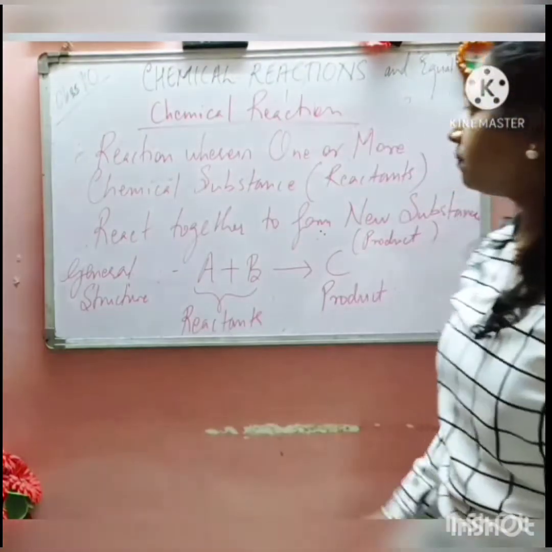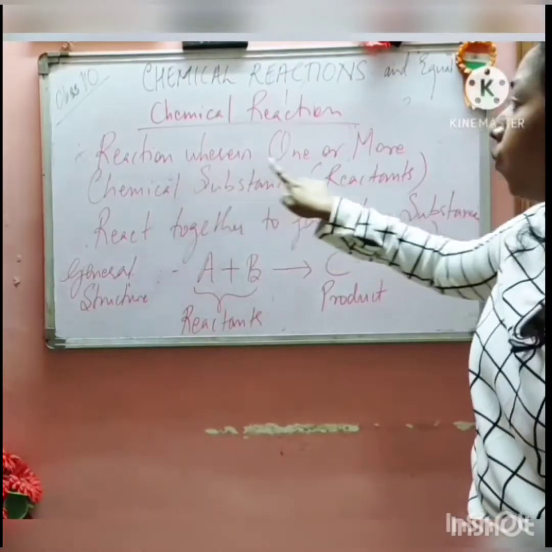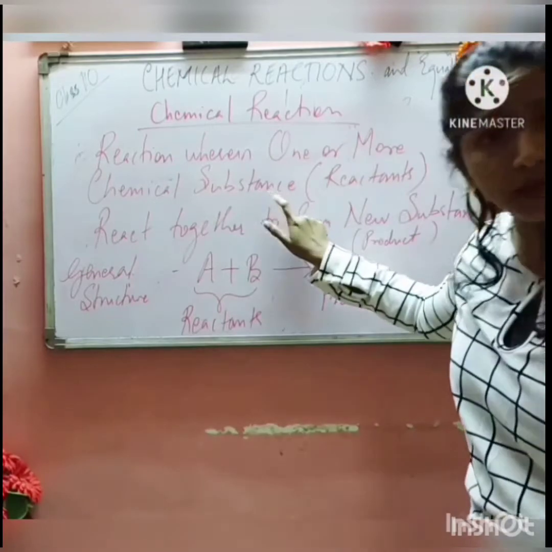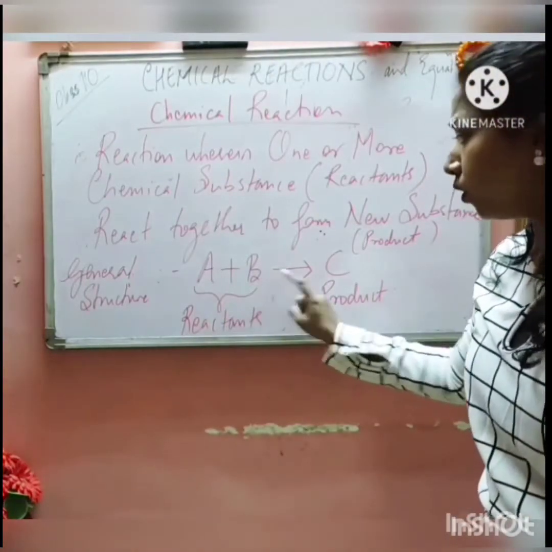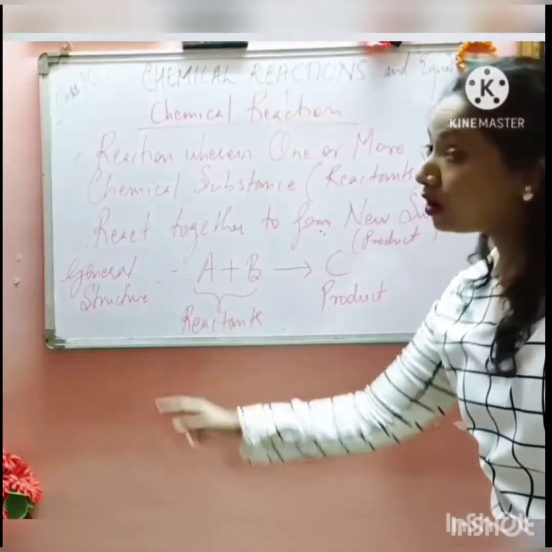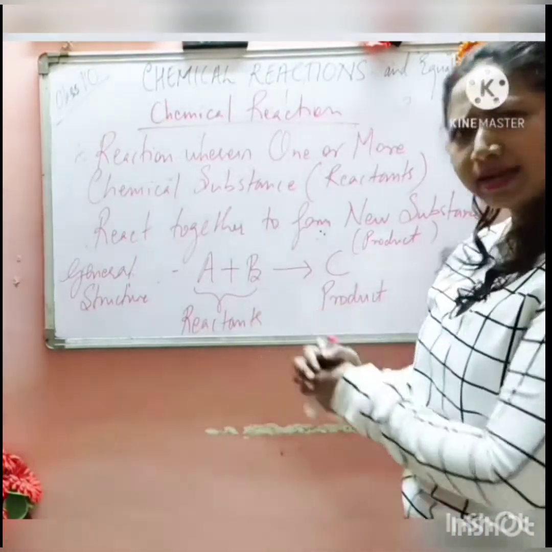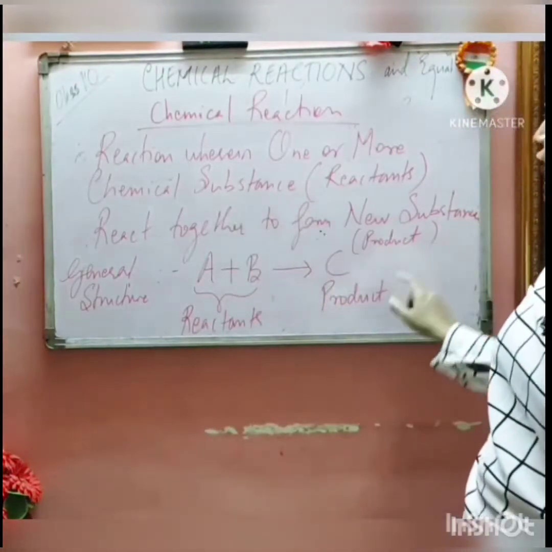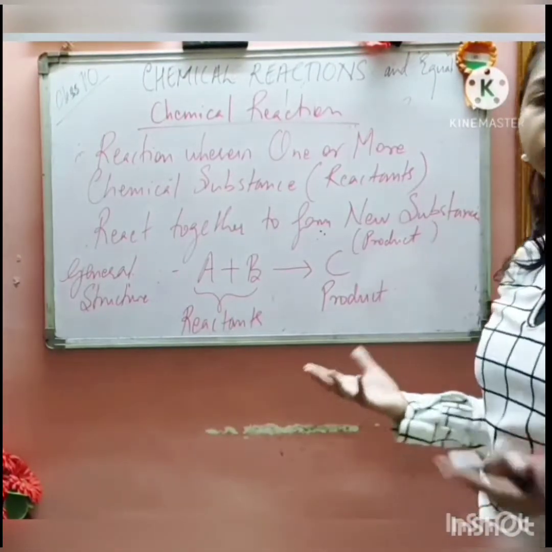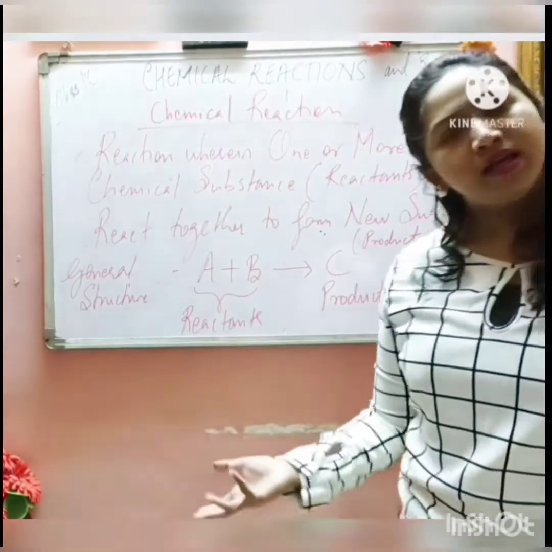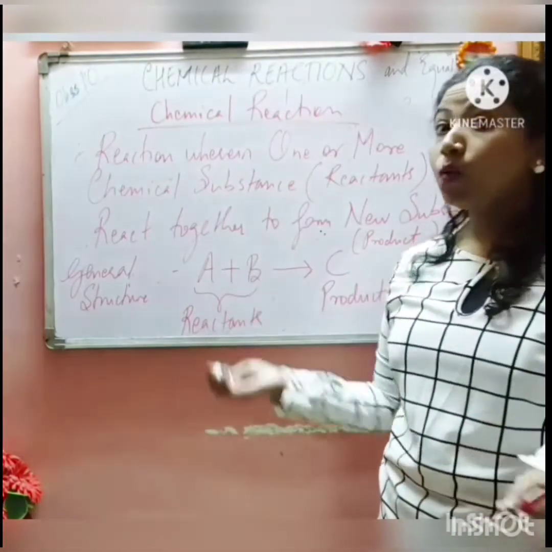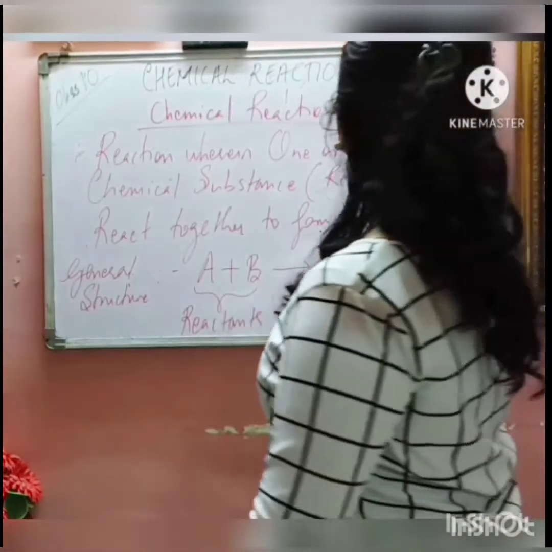Okay, now let's just see the definition and then this structure, and then we are going to see one more example of it. So the reaction wherein one or more chemical substance or reactant reacts together and gives new substance, or you can say product, is called as what, guys? Chemical reaction. Okay, now we'll see example of it.